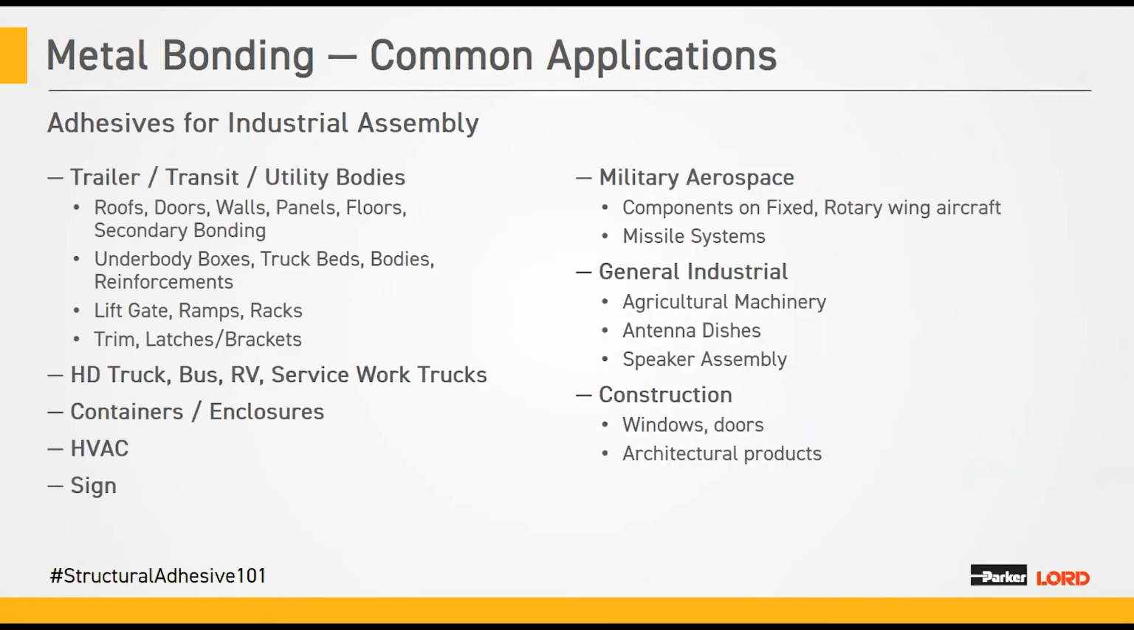Now that we talked a little about the adhesives and the chemistries and how we'd select one, just some common applications we perform within the industry. So for industrial assembly, we certainly work heavily in the trailer and transit and utility bodies markets where we're bonding roofs and doors and walls and floor panels, underbody boxes, truck beds, etc., lift gates, and then certainly some bracketry and hatches and shelf hangers are some very common applications. We work with heavy duty truck, RV, service work trucks. We work with containers, shipping containers, HVAC, sign.